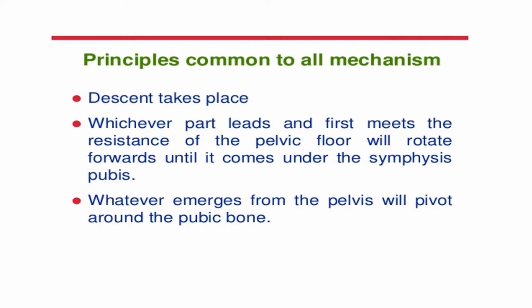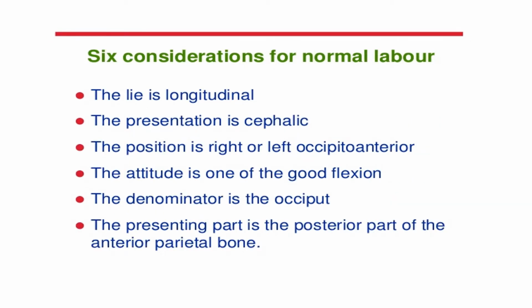Always when the students are describing the mechanism, first they should tell the definition of mechanism, then they are supposed to tell these three principles also. Next, they should tell the six considerations of normal labor. That is, they should tell what is the lie. In the normal case, the lie is longitudinal. The presentation will be cephalic. Position is right or left occipital anterior. Attitude is one of good flexion. Denominator is occiput, and the presenting part is the posterior part of the anterior parietal bone. So these are the considerations for normal labor. We should tell this also when we are explaining the mechanism of labor.